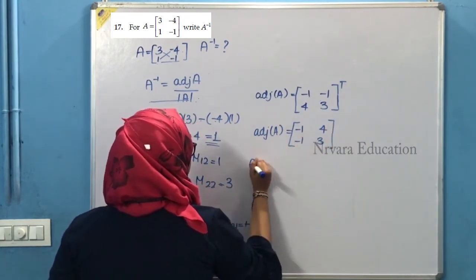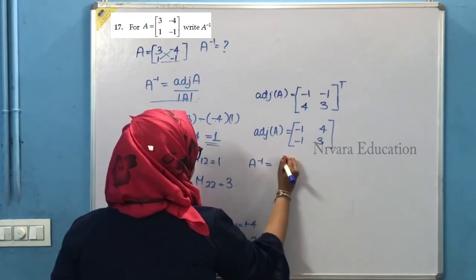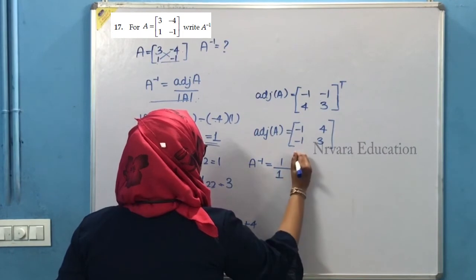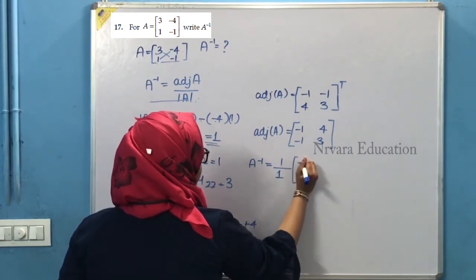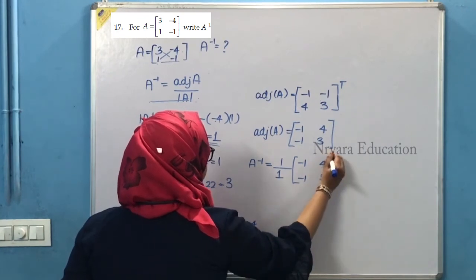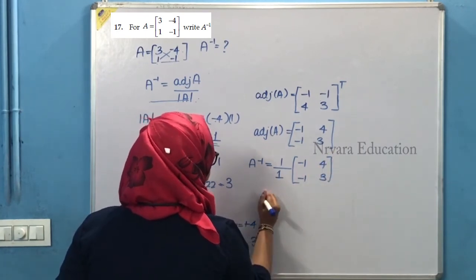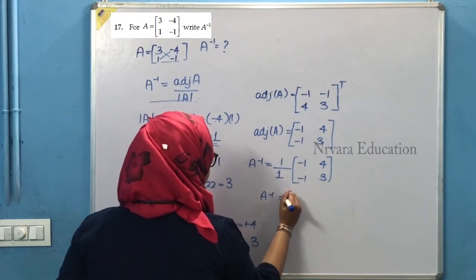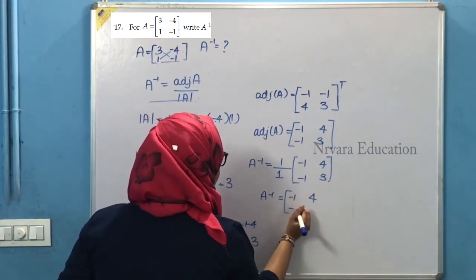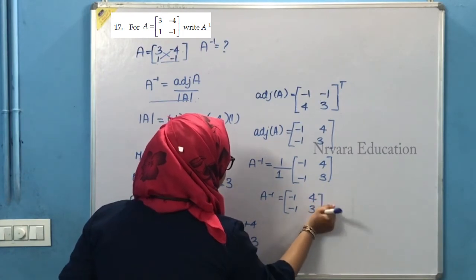Now A inverse will be equal to 1 by determinant of A, which is 1 itself, into adjoint of A, that is minus 1, 4, minus 1, 3. So our value of A inverse will be equal to minus 1, 4, minus 1, 3.